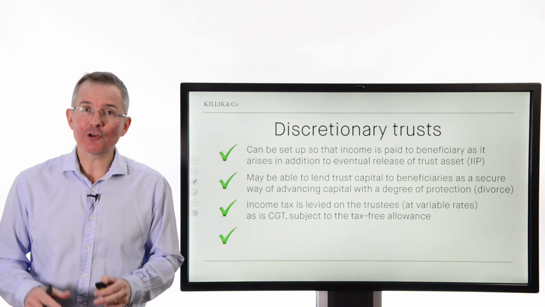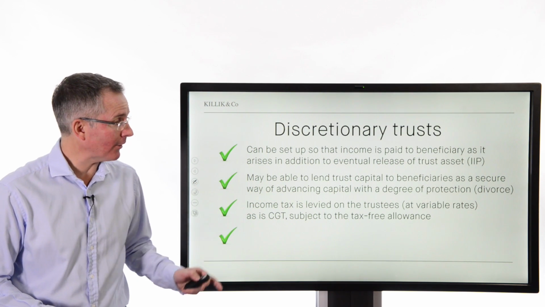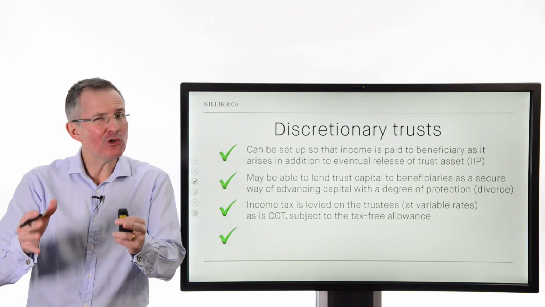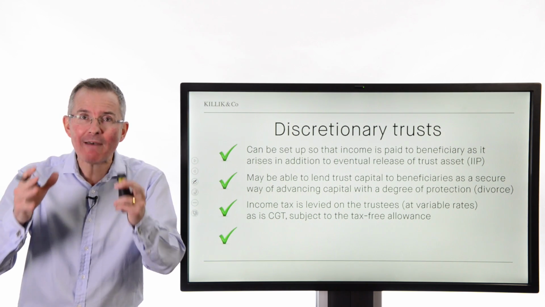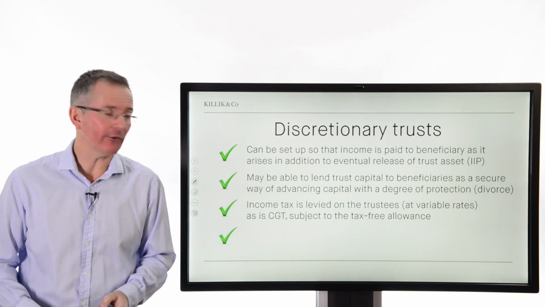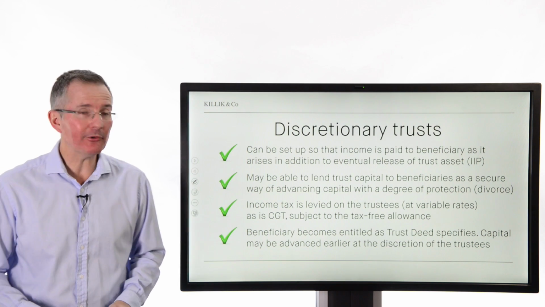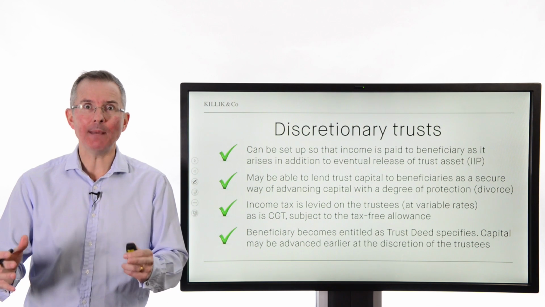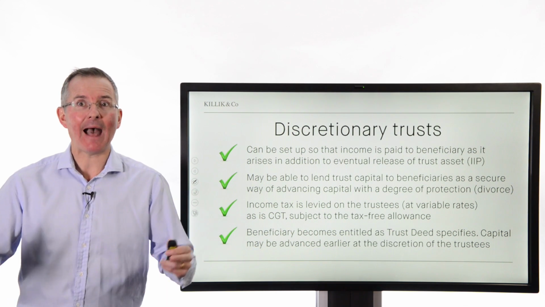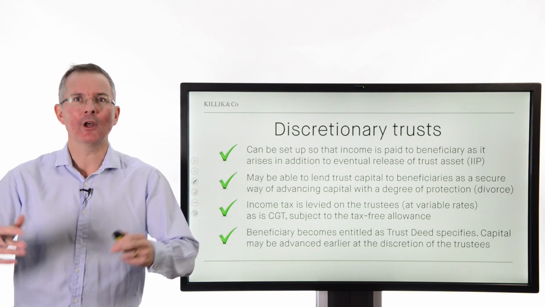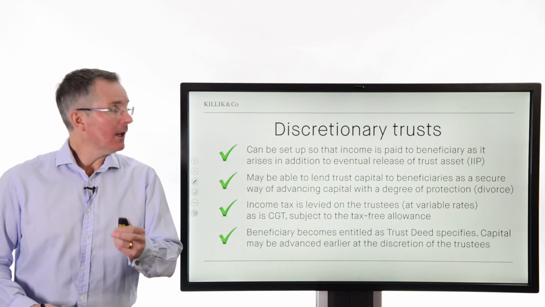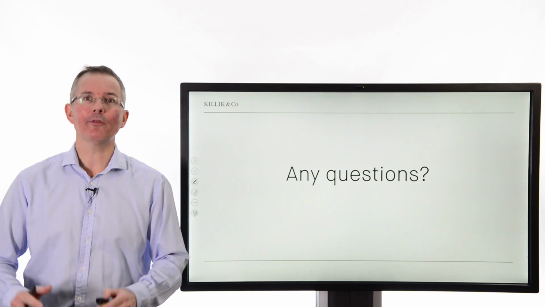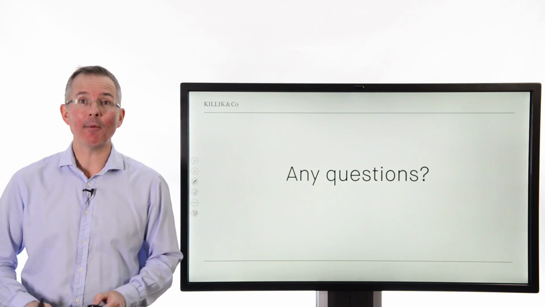Income tax is levied on the trustees usually, that's just a summary of the tax treatment, subject to the normal tax-free allowances. The taxation of these trusts is complex, so definitely don't just take this slide as all the guidance that you need. And the beneficiary becomes entitled as the trustee basically specified. All right, and there may be scope to advance capital earlier at the discretion, hence the name discretionary trust, of the trustees. Now, quite a bit of ground covered there, lots of detail left out, but there's a basic tour of the two types of trust and how they might be used.